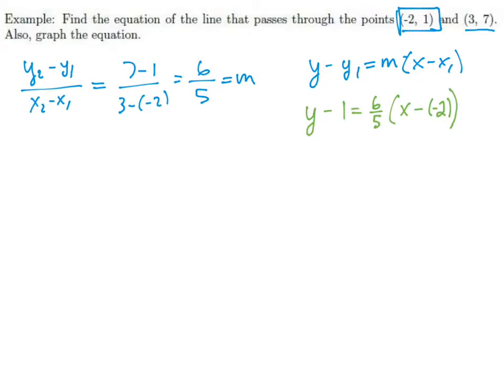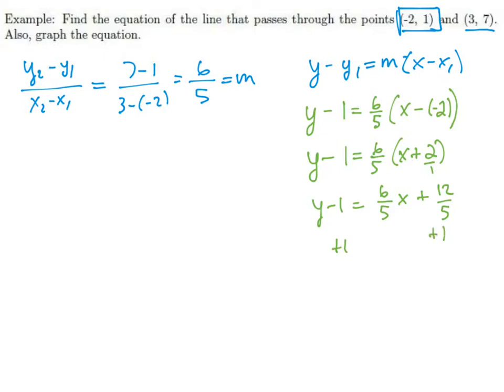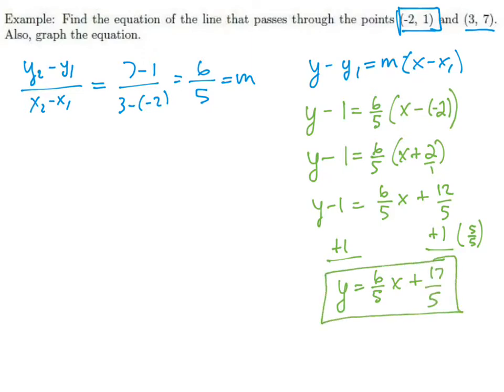So plugging in the slope, 6/5, and the point (-2, 1), we have this: y minus 1 equals 6/5 times (x minus -2). Simplifying things, we end up with this, and then y minus 1, distribute the 6/5, so 6/5 x plus 6/5 times 2 over 1, we get 12 over 5. And then the last step is to add 1 to both sides, and we get y equals 6/5 x plus, well, 1 is the same as 5 over 5, so getting a common denominator, we're able to add, and there we have an equation of the line.